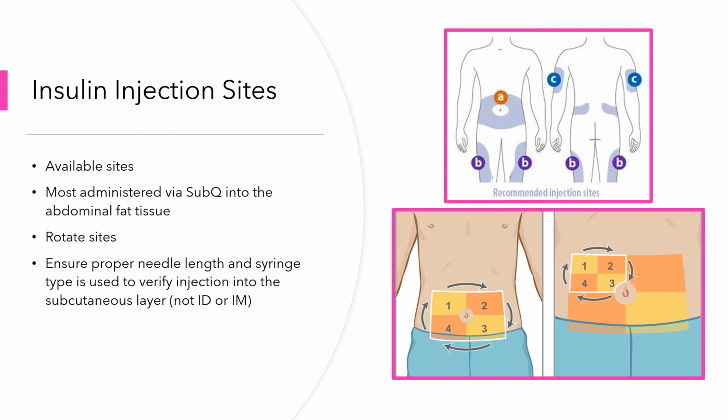Make sure that we're having a proper needle length and syringe type in order to make sure that we're getting it into this subcutaneous layer. So of course we're using an insulin syringe, but if we were for some reason to have an insulin syringe that does not have a needle already attached, make sure that you're using a correct size there as well. So make sure that we're not administering intradermal or intramuscular.